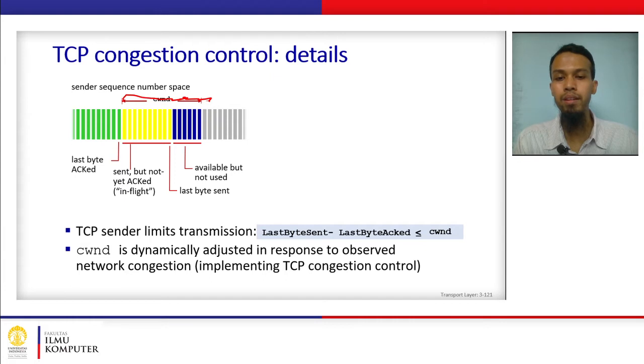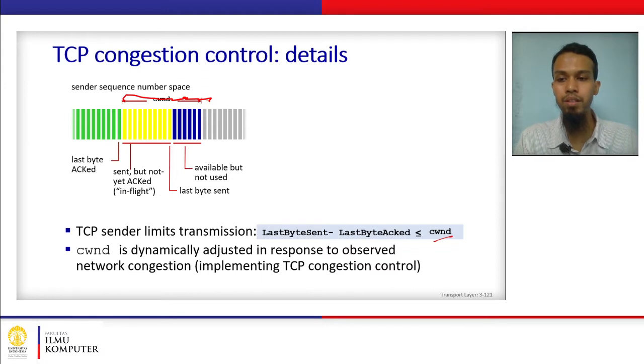All right, so we can define the congestion window as the last byte sent minus the last byte acknowledged. So this is the maximum congestion window. I mean, this is the maximum bytes that can be sent by the sender, so it shouldn't exceed the congestion window. If we also combine it with flow control, this will be the minimum of the congestion window and the receive window of the receiver.